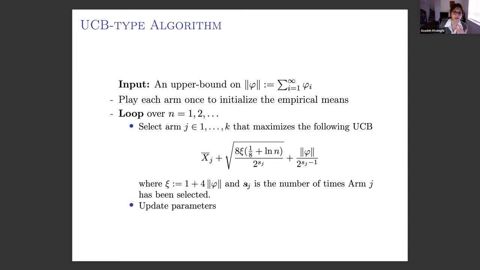So stick with that arm, the minute it has been selected, for 2 to the power of the number of times it has been selected in the past. So for example, say arm 2 was selected 3 times so far, and this is the 4th time that, as per this UCB, we decide to select it, then stick with that for 8 more time steps, okay? And that's it, that's pretty much it.